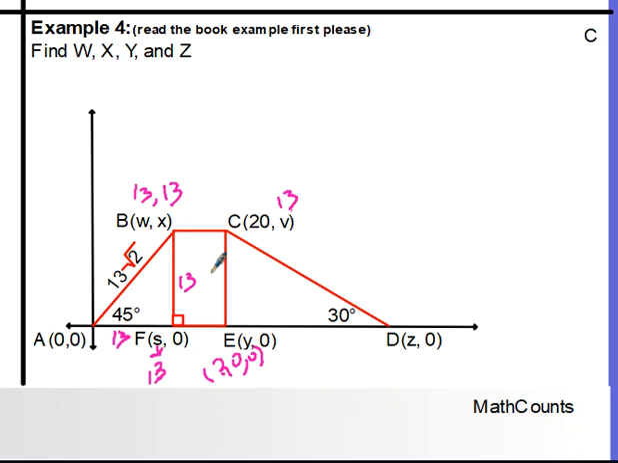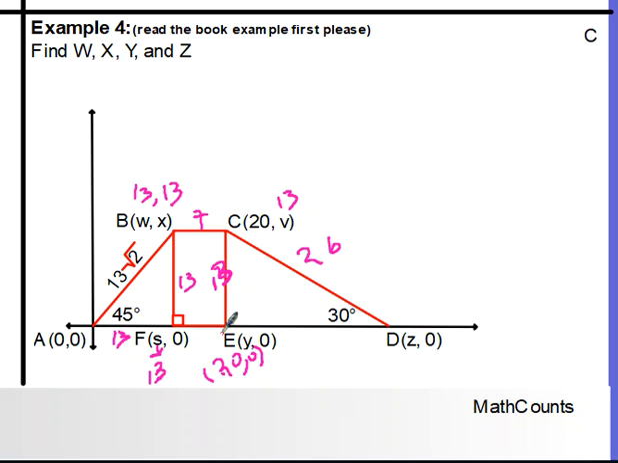Now, that's 13. And so the distance from here to here has to be 7, because 7 plus 13 is 20. I don't necessarily need that, but let's be thorough. All right, so if my base of my 30, 60 right triangle is 13, that means my hypotenuse must be 26. Now, does that necessarily help us a whole lot? The answer is no, but it's reassuring.